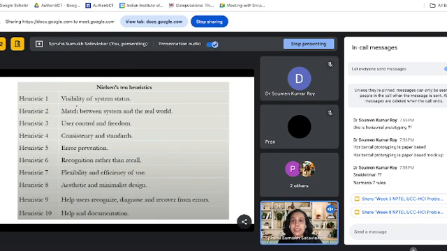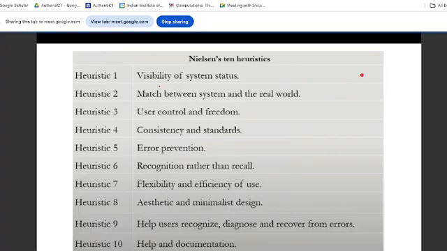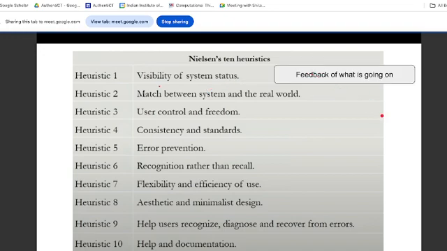Now, in Nielsen's 10 heuristics, first is visibility of system status. Basically, you provide the user feedback on what is going on. You don't keep the user hanging and thinking: did something happen or not, am I waiting for no reason? So don't keep the user hanging.